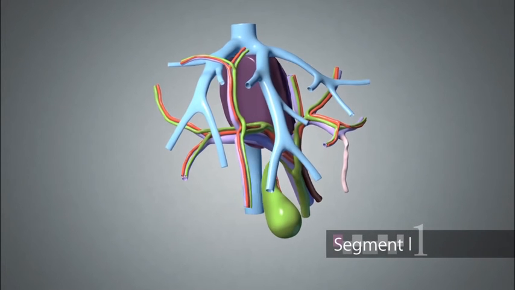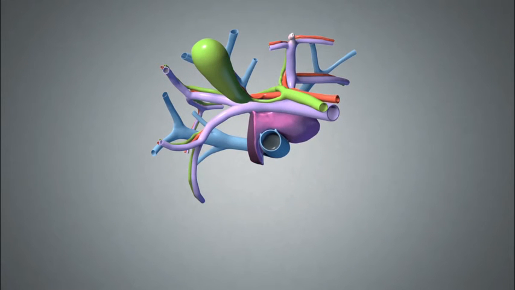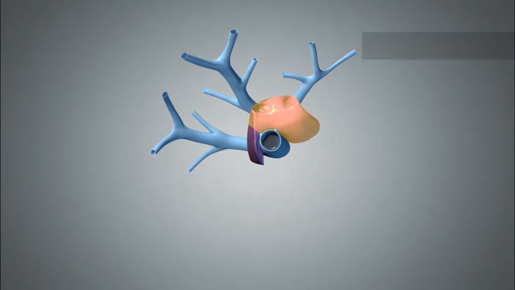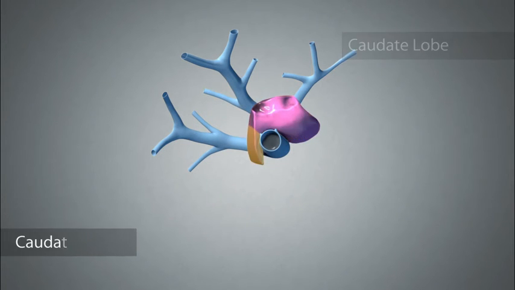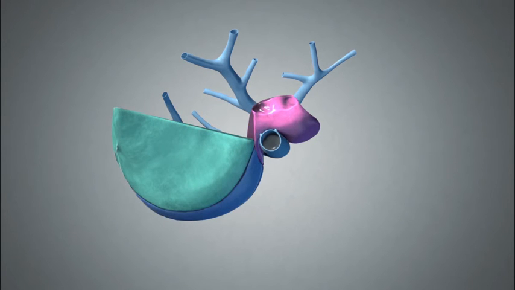The caudate is referred to as segment 1. This area refers to the portion of liver parenchyma that is situated in between the portal vein and the IVC in an anterior and posterior dimension. The area that is directly anterior and left of the IVC is termed the caudate lobe, and the area that is right of the IVC is termed the caudate process. This caudate process fuses with the right posterior sector.